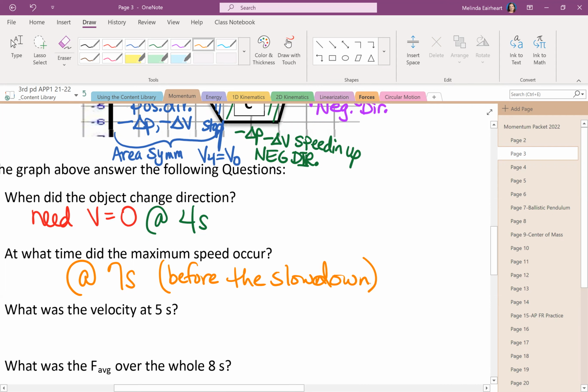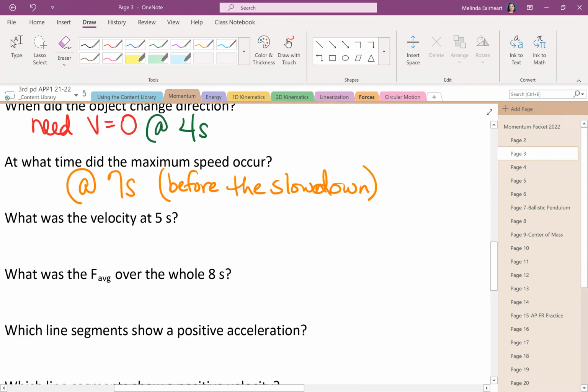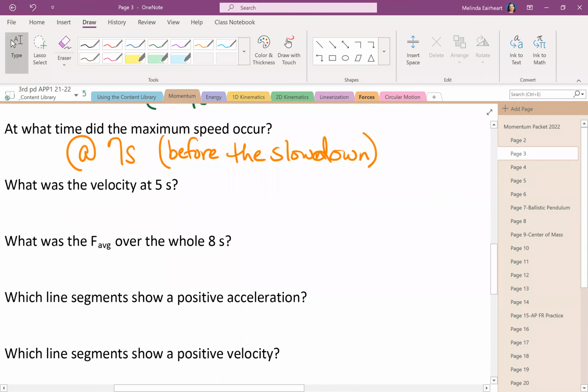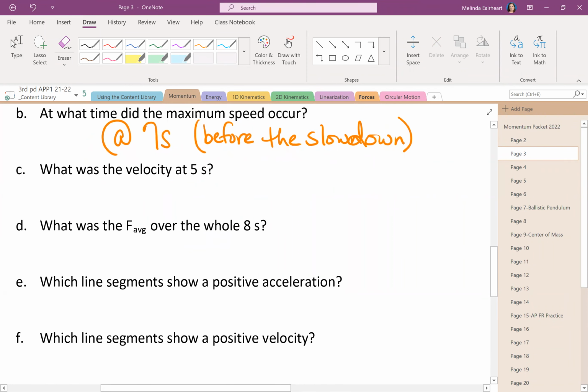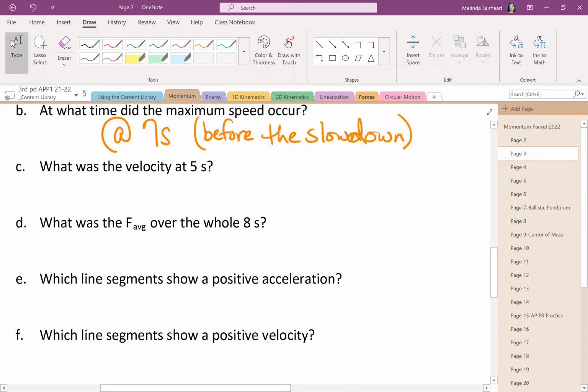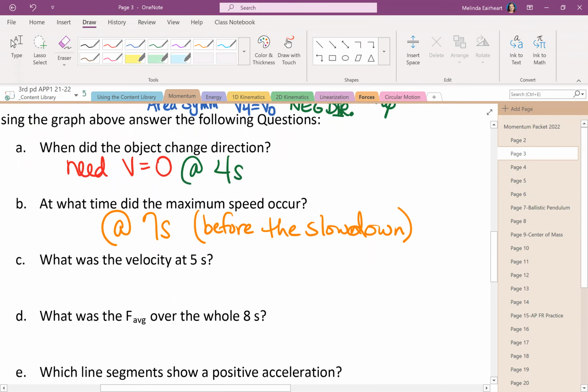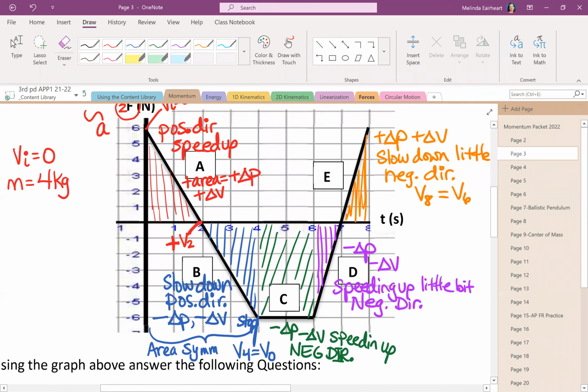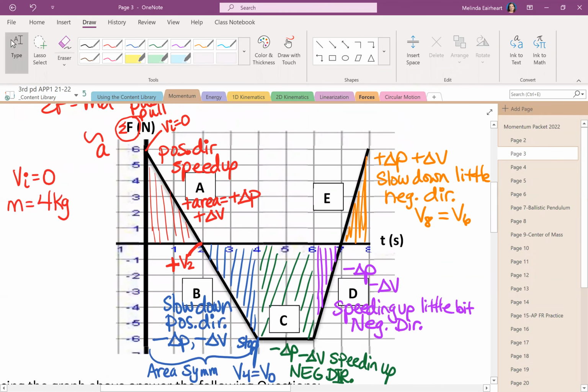Now, before we do the next 2 questions, which are going to have us calculate, I just want to finish the concepts, get them out of the way. So skip down to E. Which line segments, A, B, C, D, E, show a positive acceleration? I've already hinted at this answer. Where do you have a positive acceleration? A and which one? E.